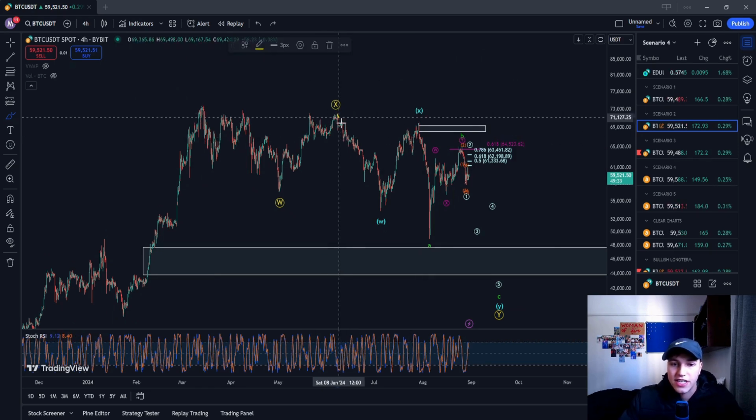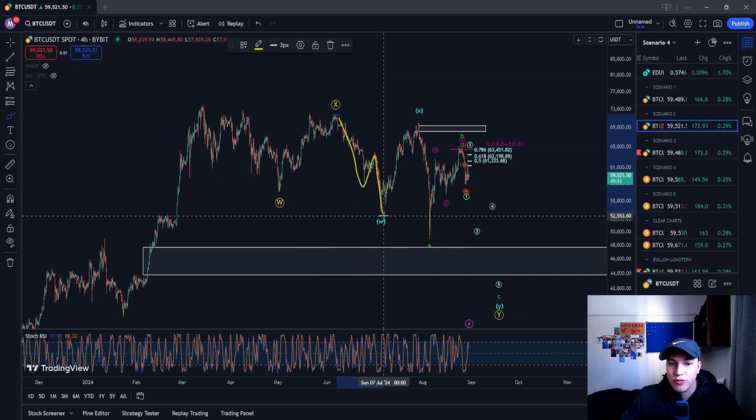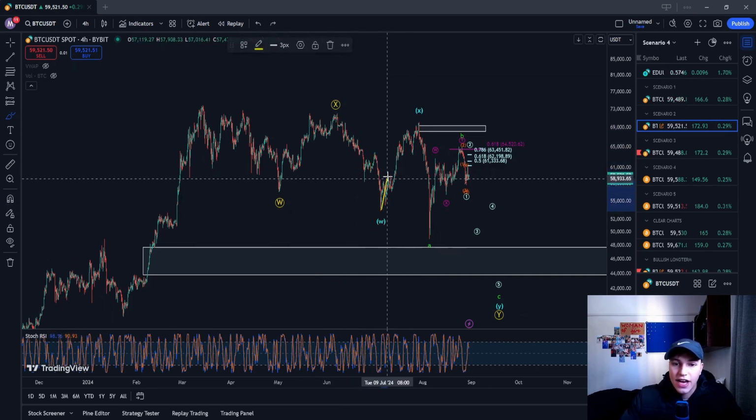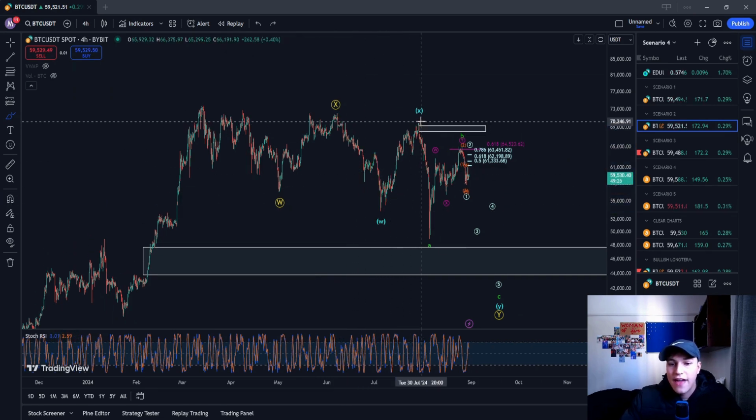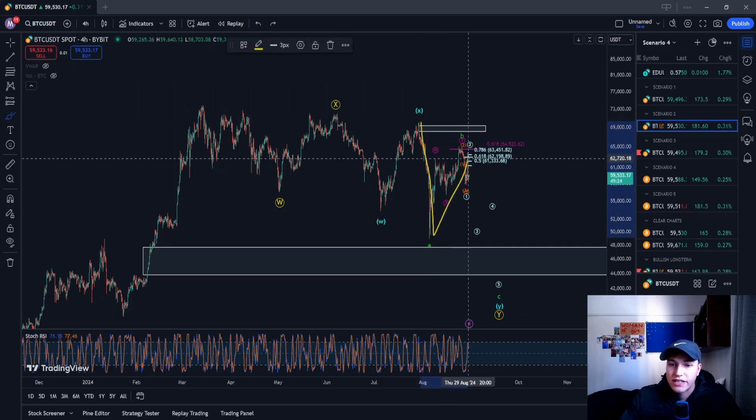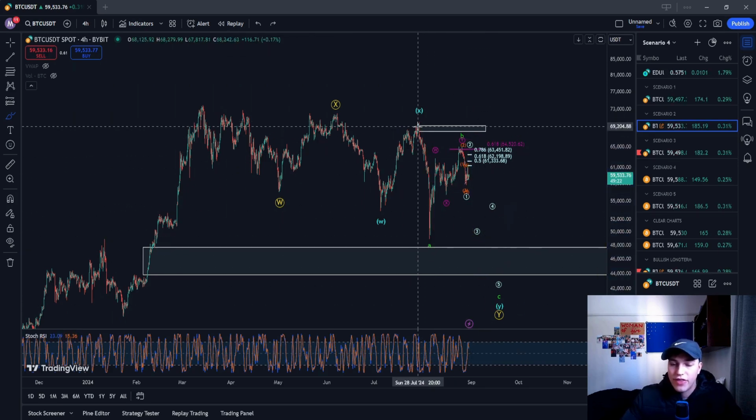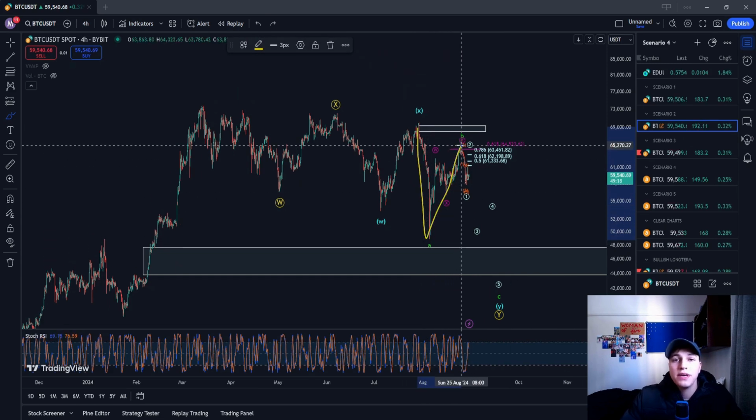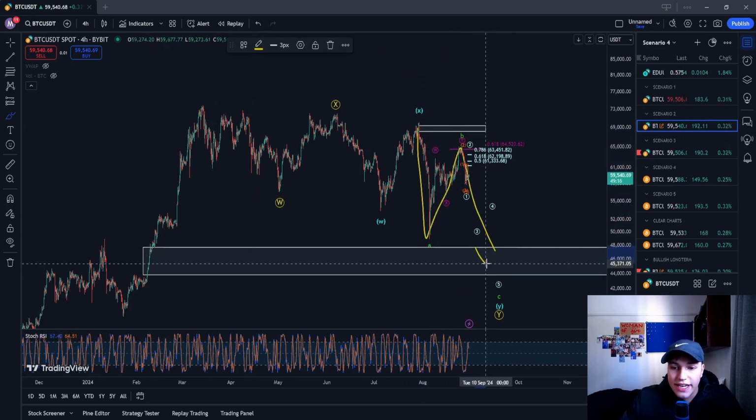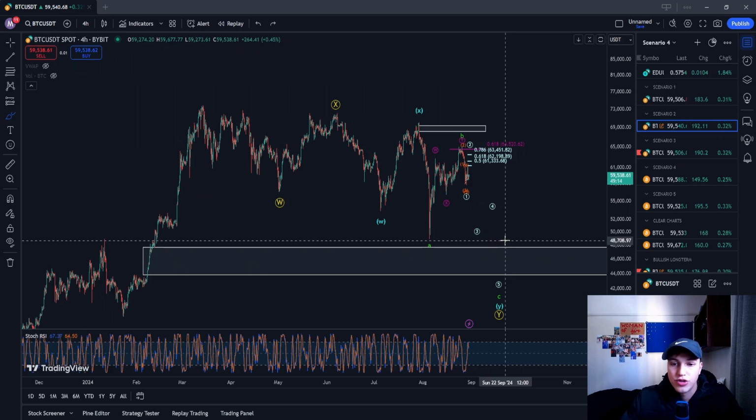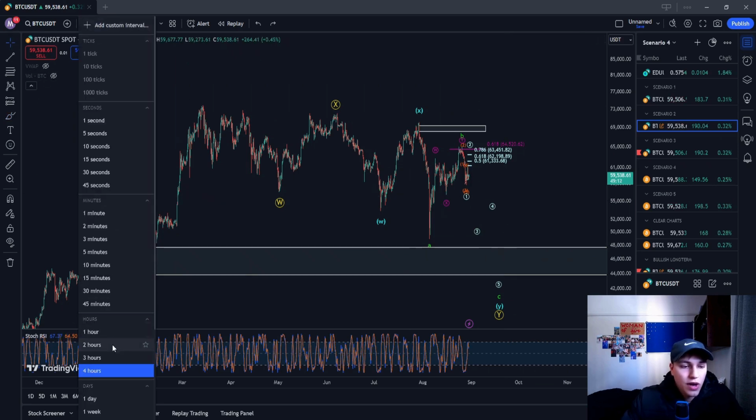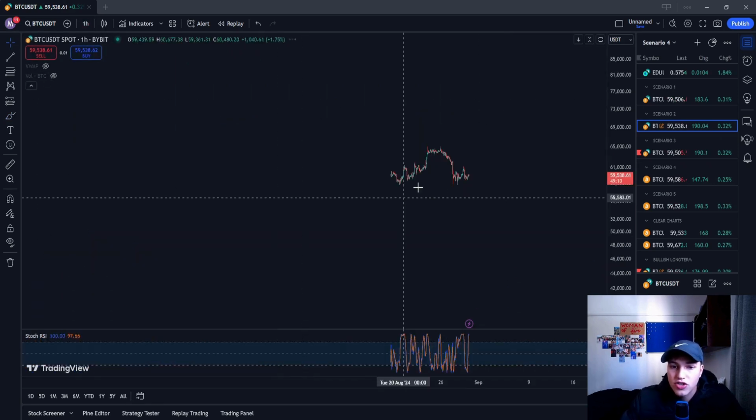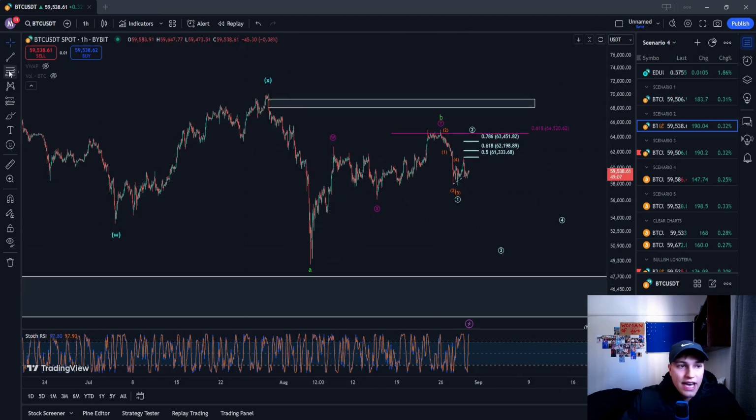So, as you can see in this W, we have a 3-wave move. In this X, another 3-wave move. And then in this Y, we are waiting for a 3-wave move. We have had the wave A down. We now have finished the wave B up, in my opinion, and now we are heading in that C wave to the downside.